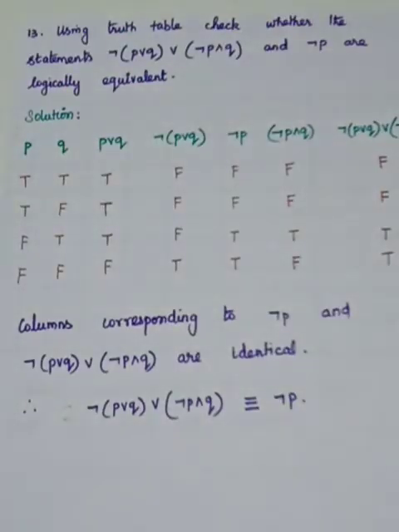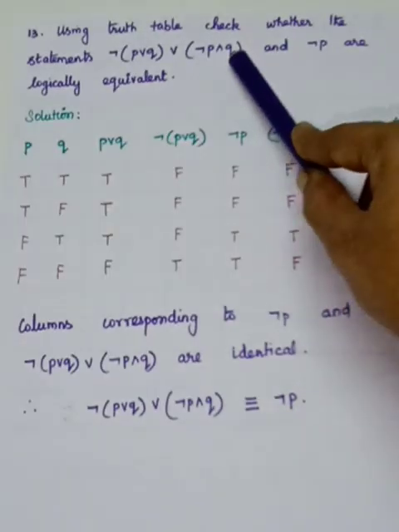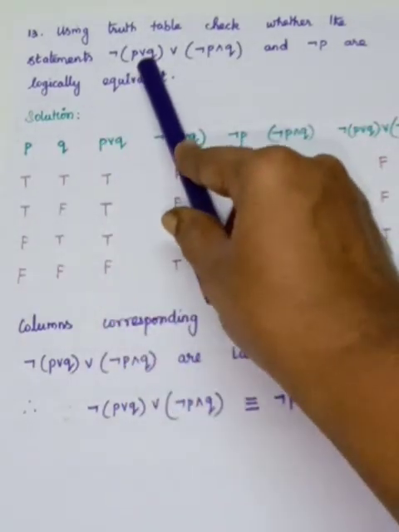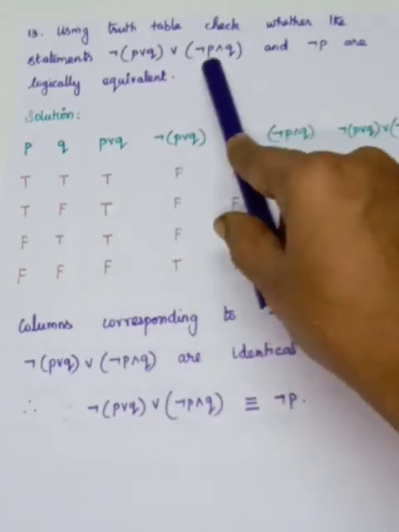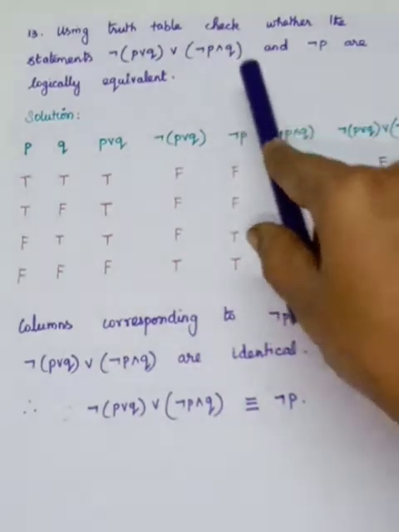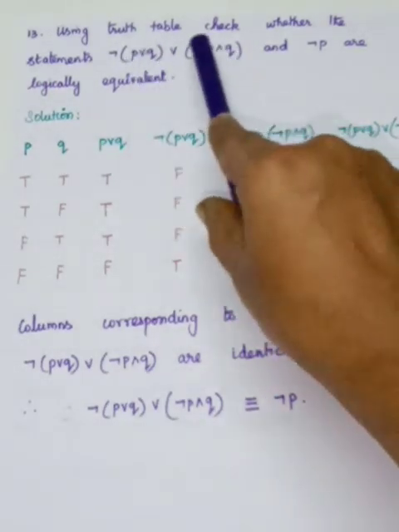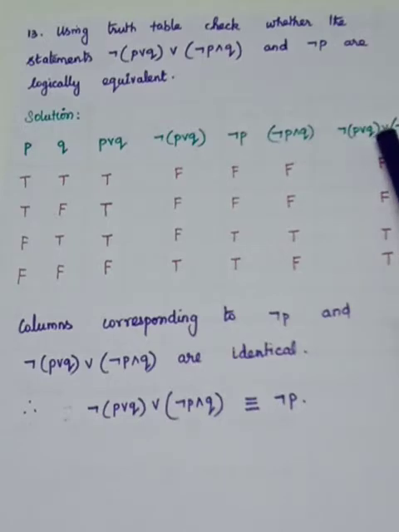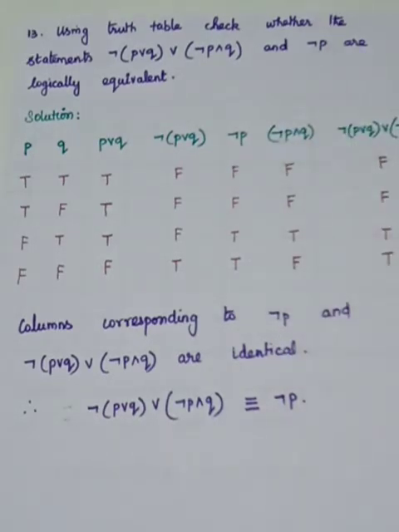So next one, 13. Using truth table, check whether the statements are logically equivalent. So you have to check this statement first. First you have to find out this statement. For that, P, Q, bracket P or Q. Next one, negation of P or Q. Next, negation P and Q. This whole thing has to be found. So we have found these two. In between you have to write R. Already negation P is here, so negation P you need not write separately.